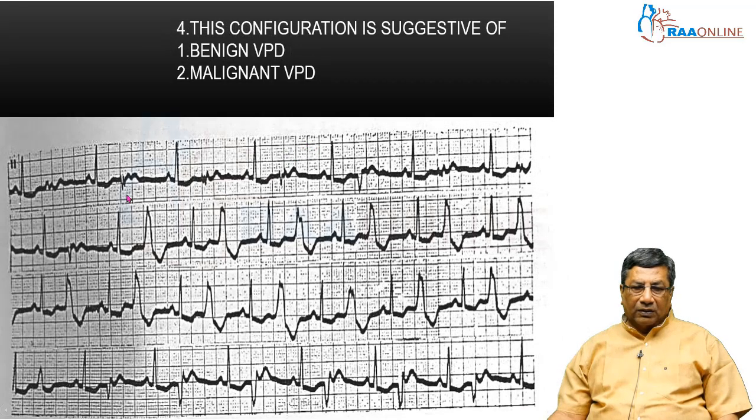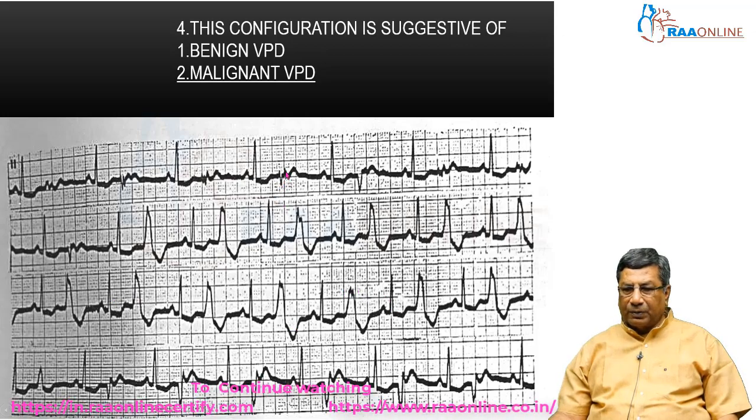So now we have shown you the configuration. We are looking at the configuration of the VPDs. The VPDs are wide and you have multiple notches. You can see the multiple notches there. So this configuration of the VPDs is suggestive of a malignant VPD because you can see very small multiple notches in the VPDs. Small, broad VPDs are malignant.